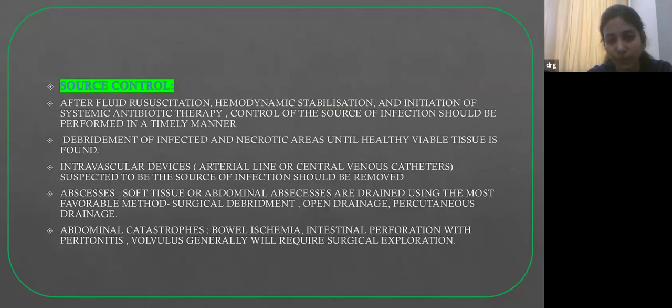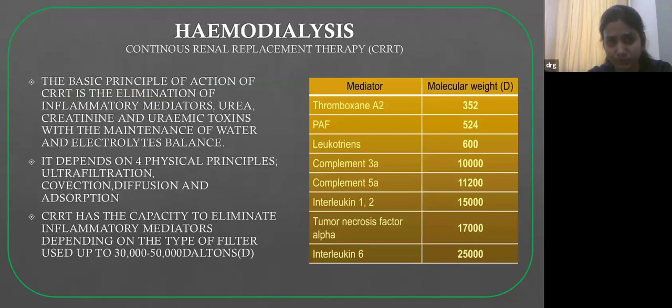Abscess, soft tissue, or abdominal abscess are drained using the most favorable method: surgical debridement, open drainage, or percutaneous drainage. Abdominal catastrophes, bowel ischemia, intestinal perforation with peritonitis, and volvulus generally will require surgical exploration.